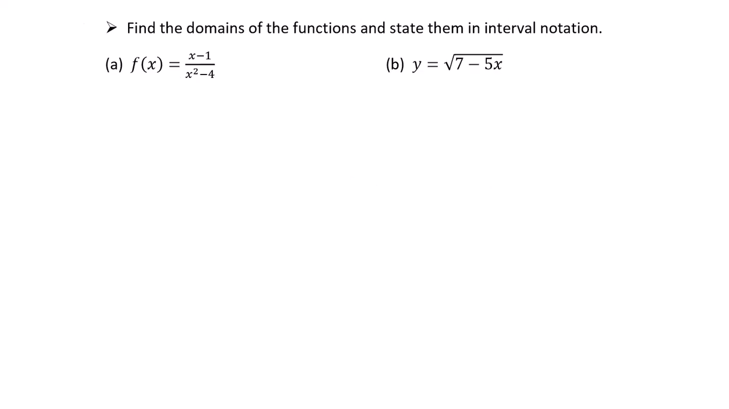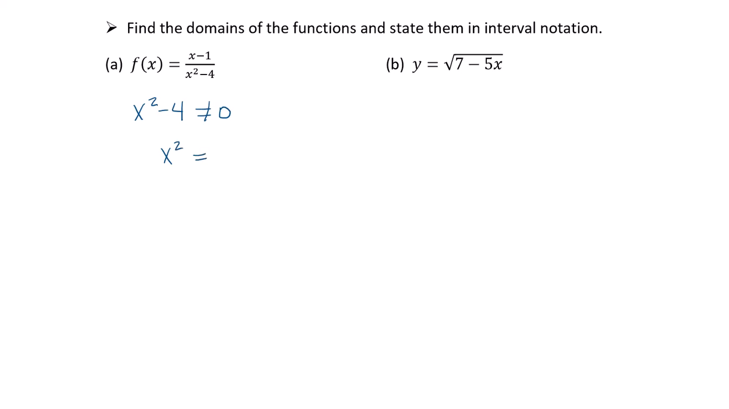So let's do a bit of practice. Find the domains of the functions and state them in interval notation. Part A, f of x equals x minus 1 over x squared minus 4. The restriction on this function is that it is a fraction where we have variables in the denominator. So the problem lies in the denominator. We want to make sure that x squared minus 4 never equals 0 because we don't want to divide by 0. We go to solve this.